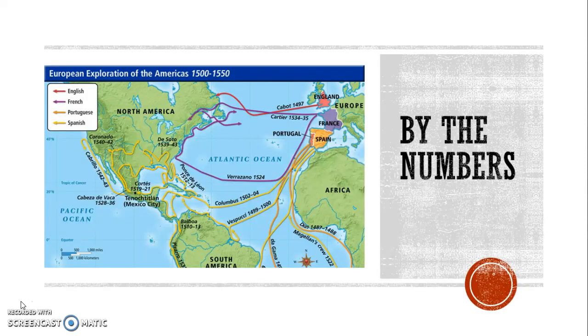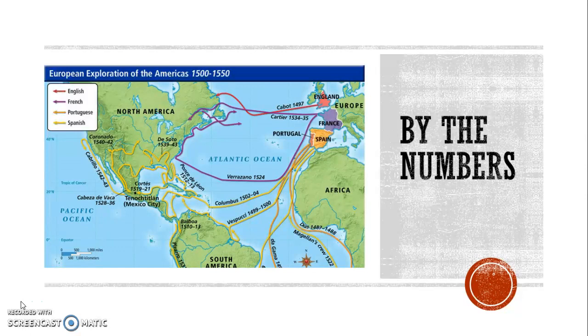So just a few statistics so we can look at an overview of what's happened to the Native American populations since the Europeans arrived in the Americas in the 15th century. In the year 1500, there are 2 million people in North America. That's Native Americans. North America specifically.